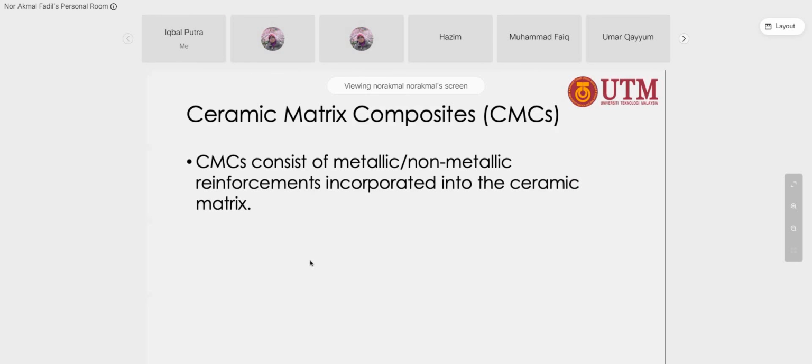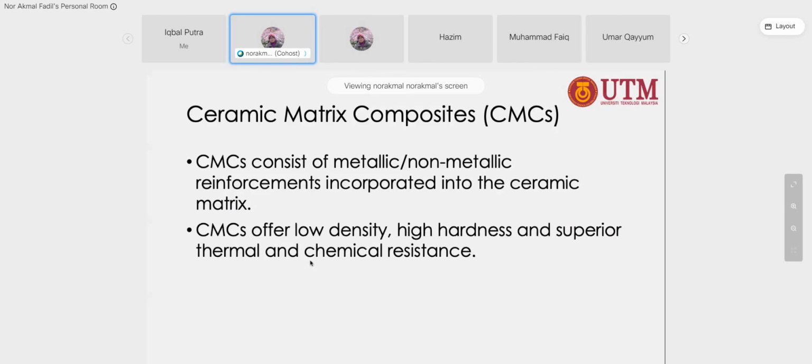CMC is ceramic matrix composite. It consists of metallic or non-metallic reinforcement material incorporated into the ceramic matrix. Why do we choose ceramic as a matrix? Because of the lightweight of the ceramic. The majority of the material in the composite is contributed by the matrix material. So if we use ceramic as the matrix, we can utilize the lightweight, the hardness, and the thermal and chemical resistant properties of the ceramic.